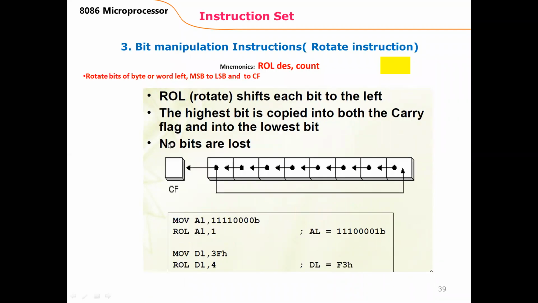Similarly, next instructions are rotate instructions. So now we should know the difference between the shift instructions and rotate instructions. In shift instructions, the blank bits were filled by either 0 or by the MSB of the number. If it was the arithmetic shift, the MSB was copied.